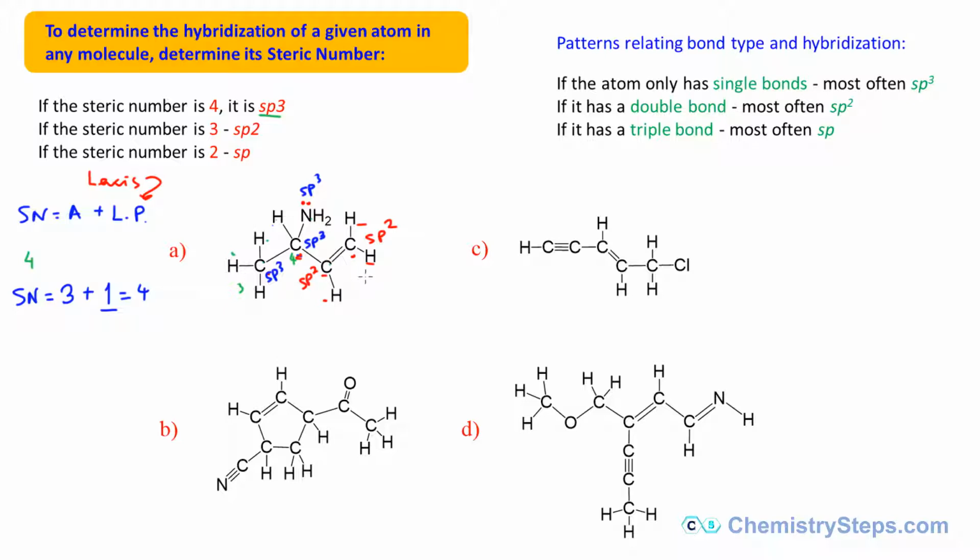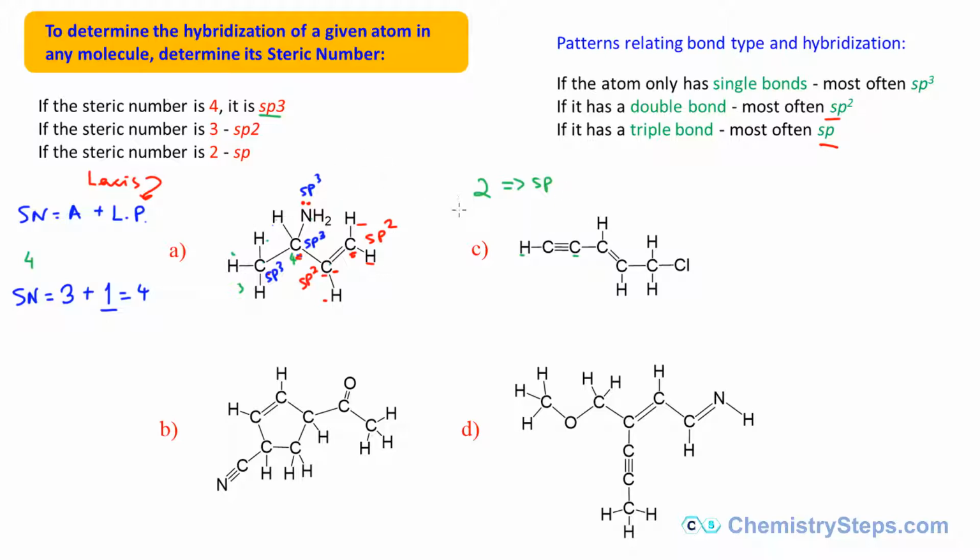At this point, we can actually see some patterns. If you're seeing any atom that has only single bonds, most often it's going to be sp3. If you see a double bond on the atom, for example these 2 carbons, then most often it will be sp2. If there's a triple bond, for example on this carbon, it's going to be sp, which we can also see based on the steric number because it has 1 hydrogen and 1 carbon. So the steric number is 2, and that's why this is sp hybridization.